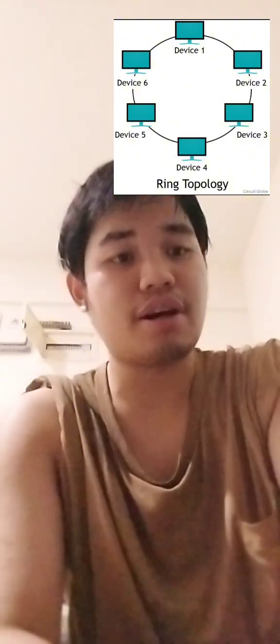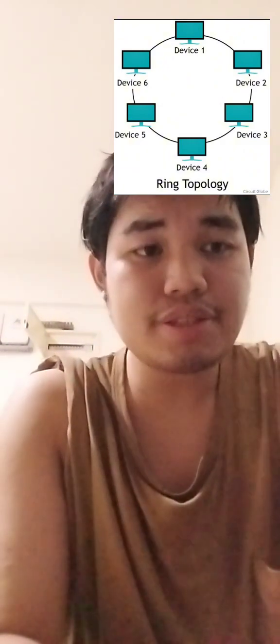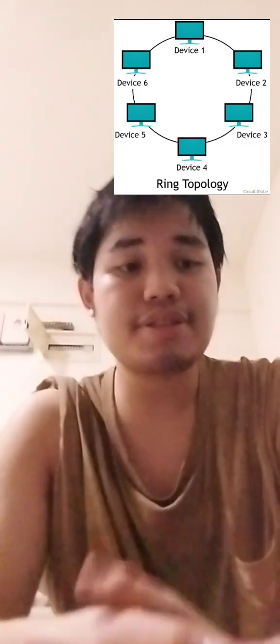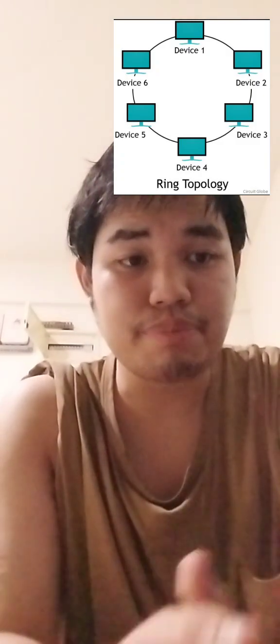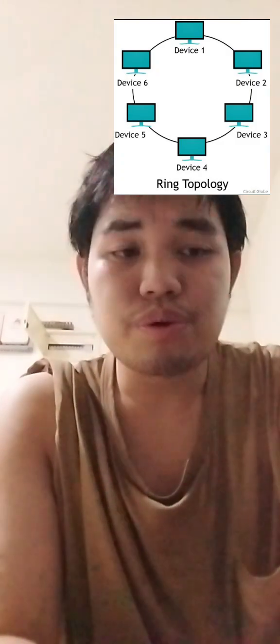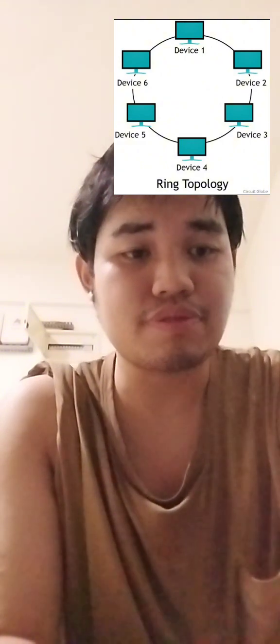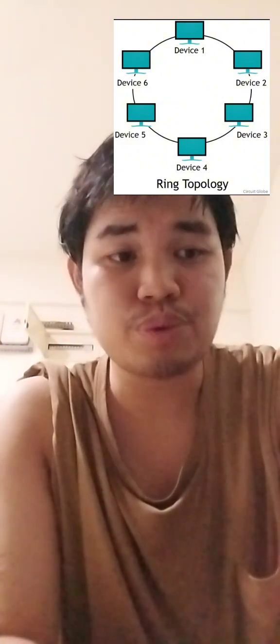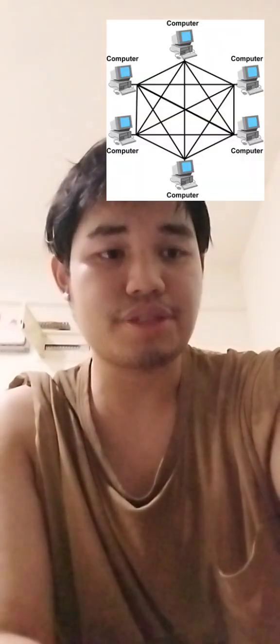The next one is ring topology. The advantage is that it has no data collision at all. But the disadvantage is that one failure may affect the whole network. So in ring topology, the devices form a circular path and the data travels from one device to another around the ring. Next is mesh topology.